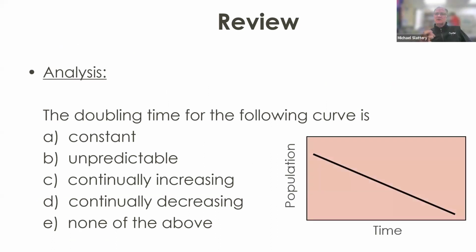Analysis. Here's a curve of population over time, and the question might be, analyze this plot in terms of doubling time. So the doubling time here is constant, unpredictable, increasing, decreasing, or none of the above. Be careful when you see questions like this. Don't just look at the graph and say, well, the slope's going down, it must be decreasing. If the population growth is decreasing over time, then the doubling time is continually increasing. It's taking longer and longer for that population to double.